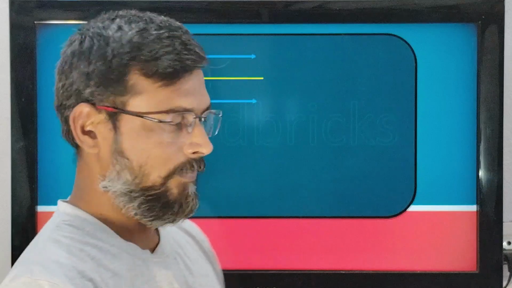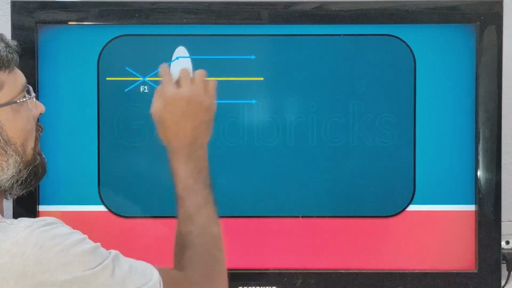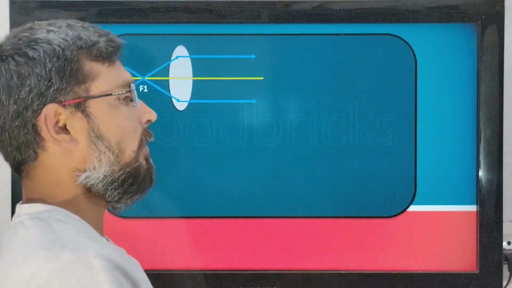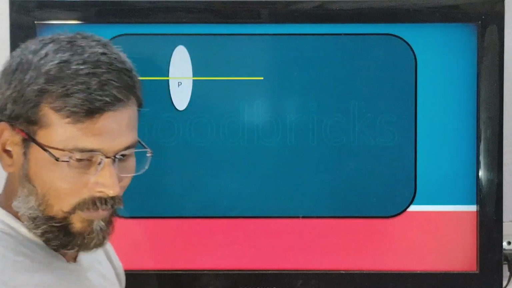So the rule says incident rays which are passing through the focal point, their refracted rays are parallel to the principal axis in case of a double convex lens. This is another rule. Let us see the third rule.